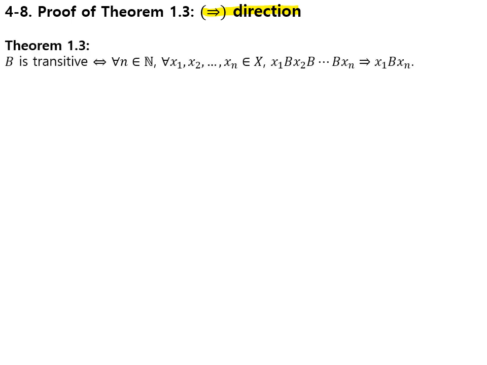Okay, so let us now continue to prove Theorem 1.3, and this time the more complicated and difficult direction. So here is the statement again. Now we're going to prove that if the binary relation is transitive, then this long statement holds. All right, so to prove this, we need to use a mathematical proof technique called mathematical induction.